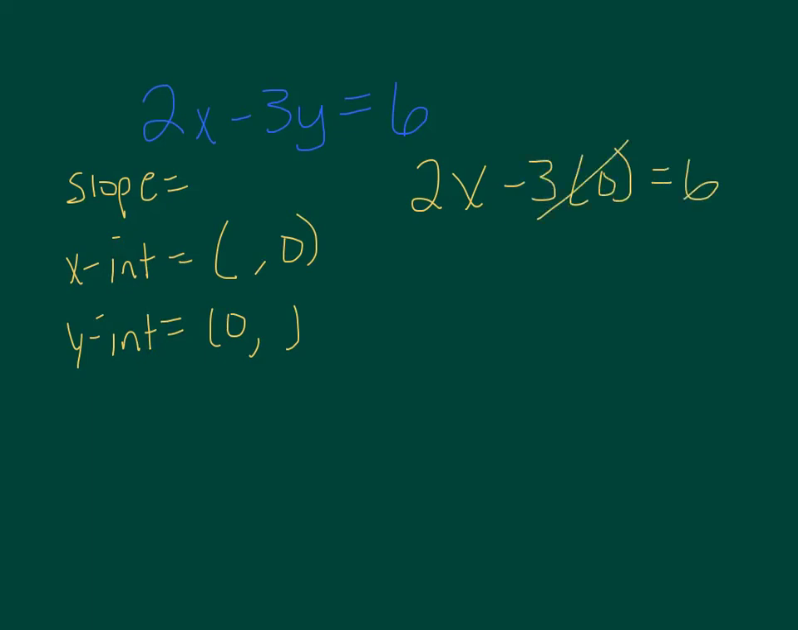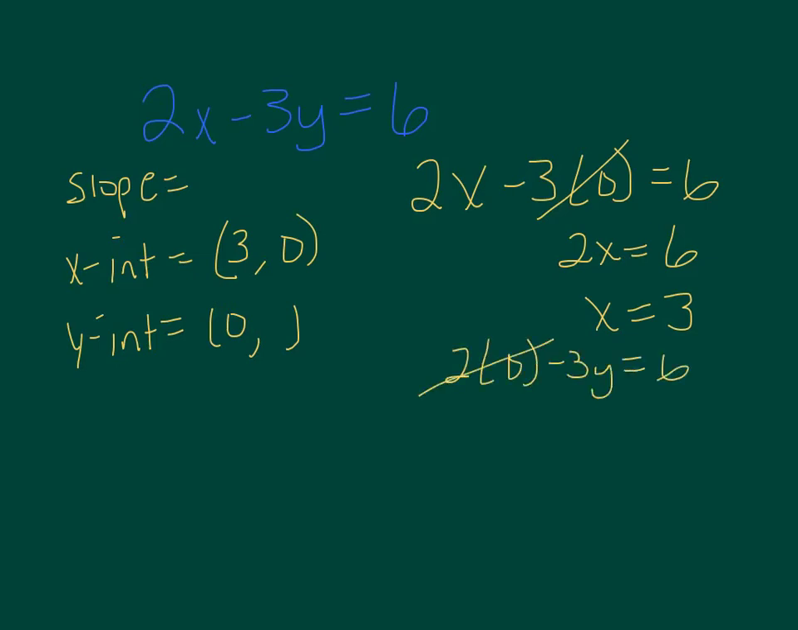That's 0. So you get 2x equals 6 and x equals 3. So my x-intercept is (3, 0). Now I'm going to do my y-intercept. So on my y-intercept, I'm going to make x 0. That's 0. I'm going to divide by negative 3, and y equals negative 2.